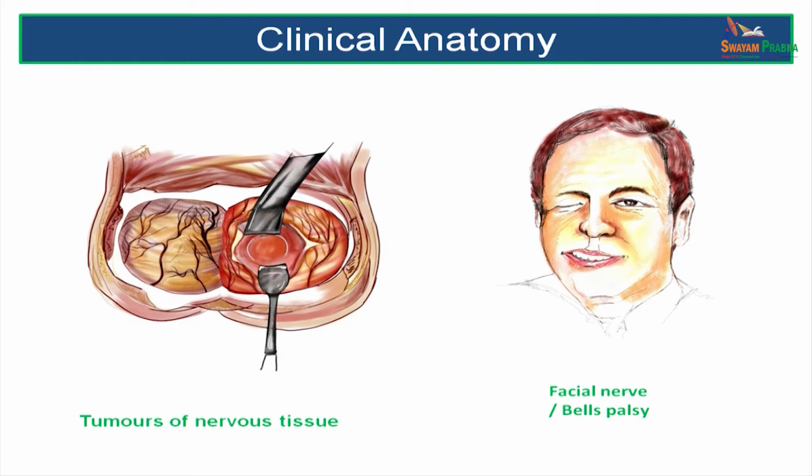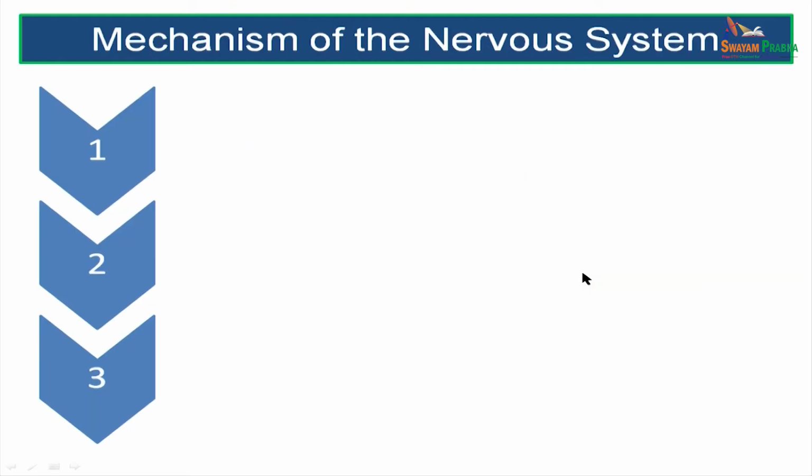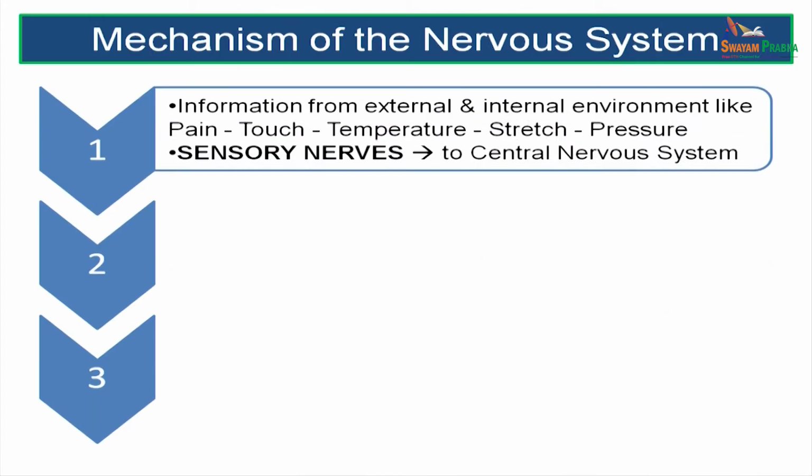Let's look at some of the clinical aspects of nervous tissue, like tumors of the brain, or, as you can see here, a patient with facial palsy or Bell's palsy, wherein there is paralysis of half of the face. What is the structure of the nervous system?